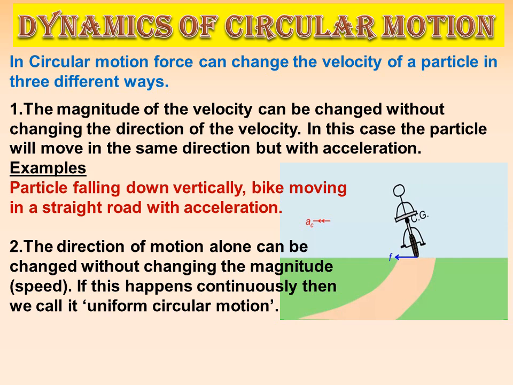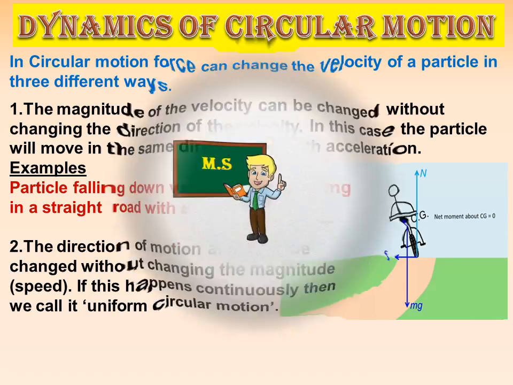See, in this picture, the acceleration is towards the center, and the bike has a normal force here, and this is the force towards the ground, and this is the acceleration due to gravity. So the net moment about the CG is equal to 0. That means the torque about the center of gravity is equal to 0. It stops the bike from falling down.